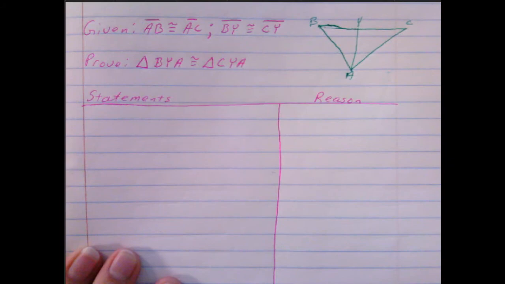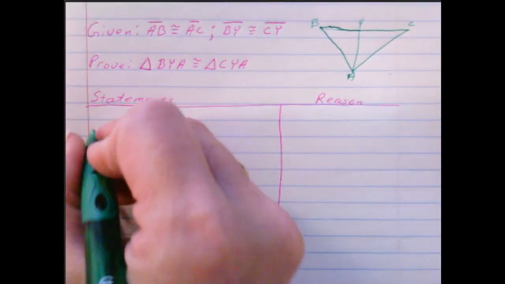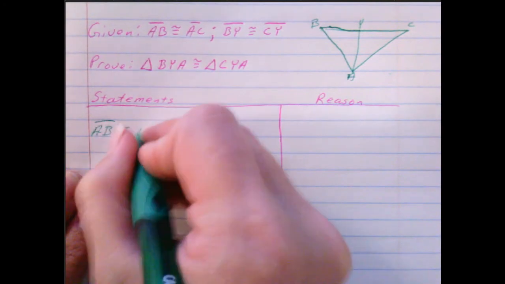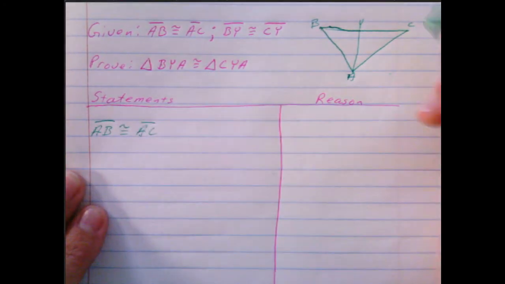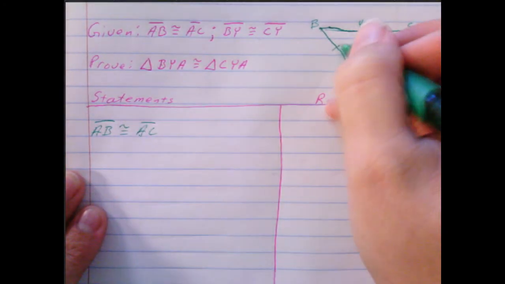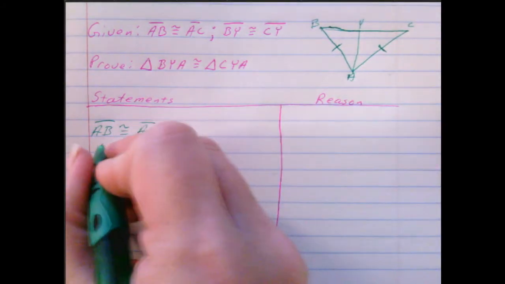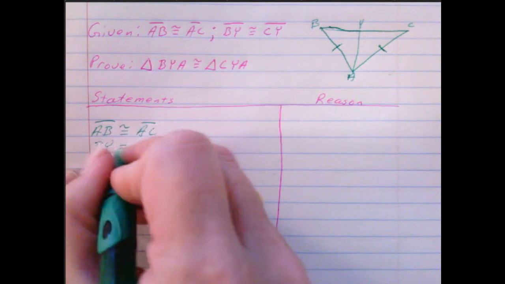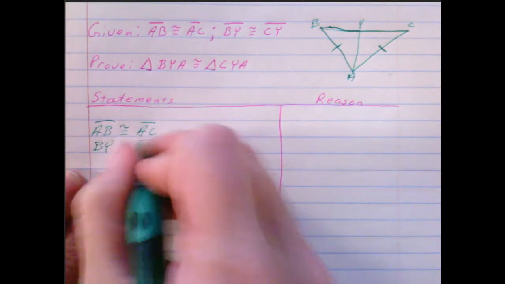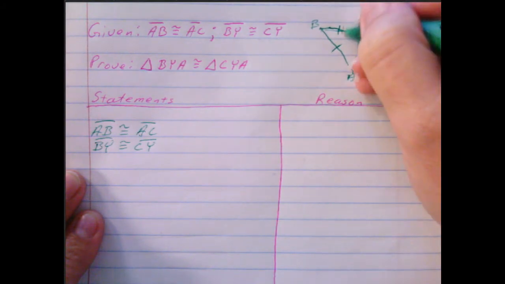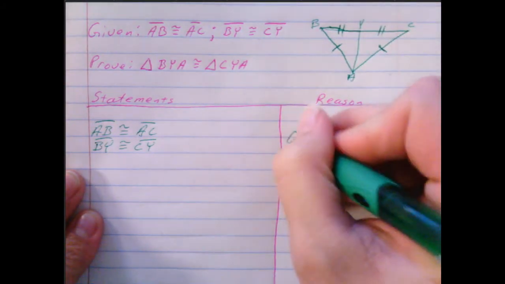Alright, so we always start out with our given. So we have AB is congruent to AC. So I'm going to mark that. We also know that BY is congruent to CY. So I'm going to mark those. BY is congruent to CY. Okay, and that was given.